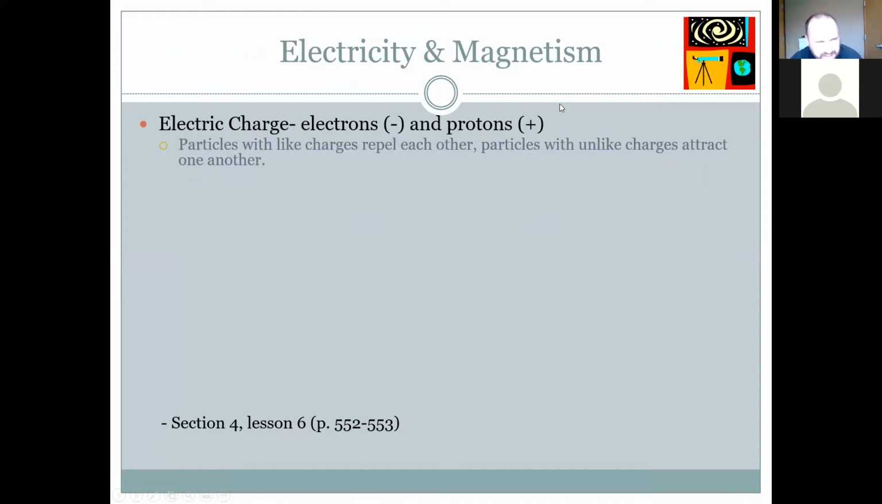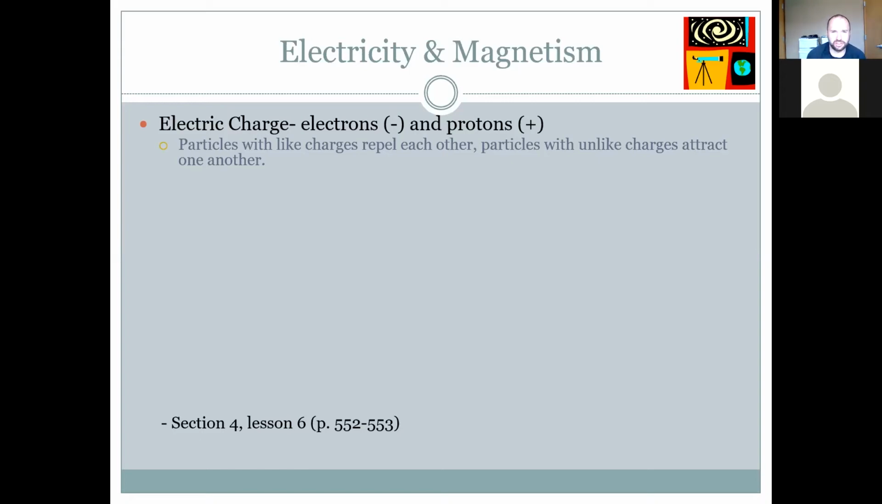is electricity and magnetism. When we talk about electric charge, remember when we talked about atoms and their makeup and how they have positive protons and negative electrons? That's essentially how electricity works, right? You get this electrical charge because you have these separate or opposite charged particles that are built into matter. So you have electrons that have negative charges and protons that have positive charges.